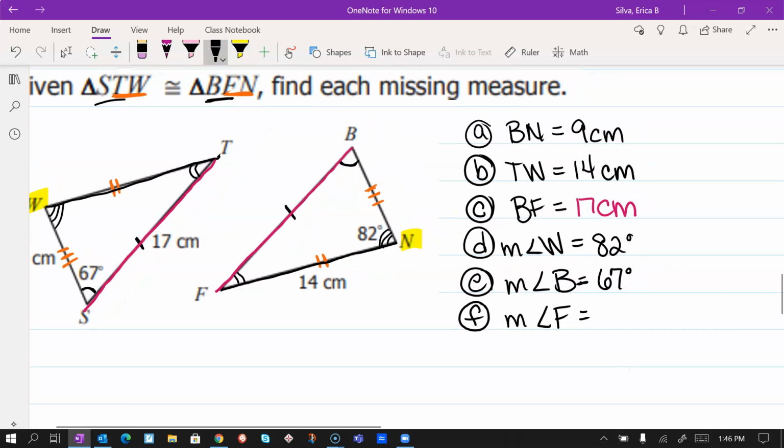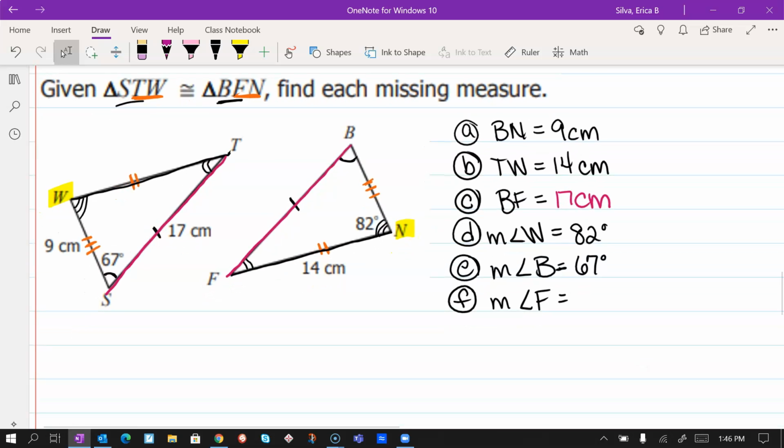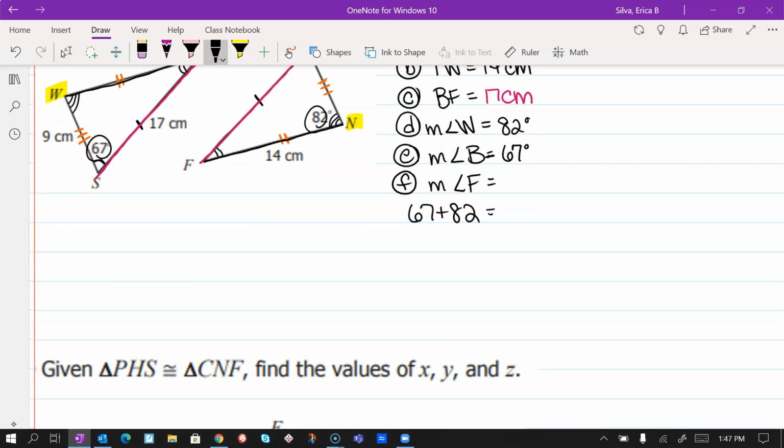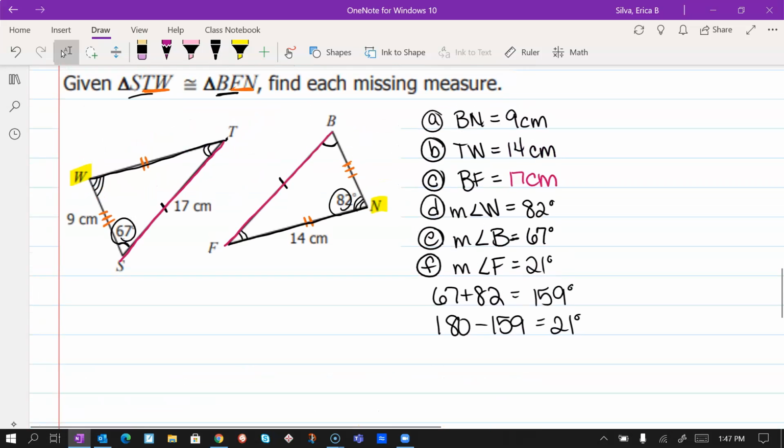And now we have the measurement of angle F. Angle F is congruent to angle T, but do we have angle T? No. How can we find angle T? What can we do? All triangles add up to 180, so perfect. So we're going to add these two angles. So 67 plus 82. And that gives us 21 degrees. So angle F will be 21 degrees.